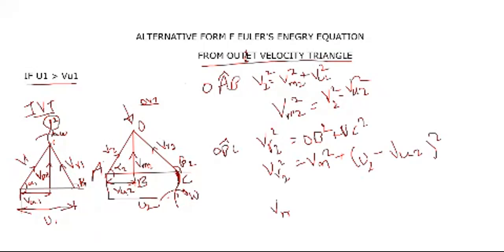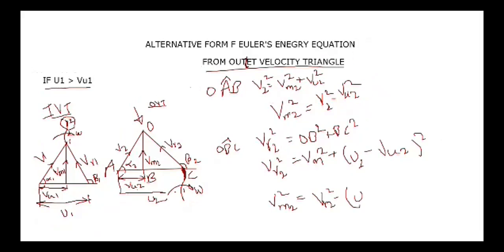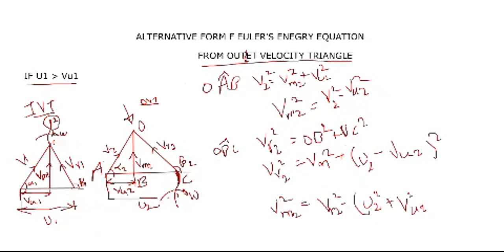Now Vm2 square is equal to Vr2 square minus U2 square plus Vu2 square, minus 2 U2 Vu2. I have expanded A minus B whole square like this. Name it as equation 1. Name it as equation 2.